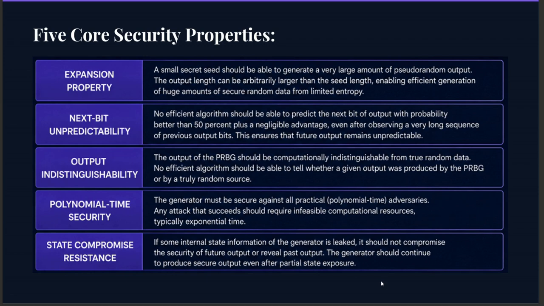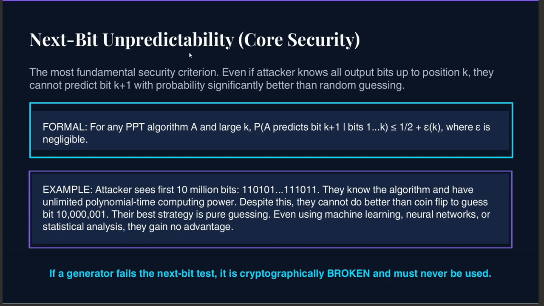Now we study the most fundamental property in depth, that is next bit unpredictability. This property defines whether a generator is truly cryptographically secure. No probabilistic polynomial time algorithm should predict the next bit with probability significantly better than one half plus negligible advantage. Now let us simplify this intuitively. Suppose an attacker observes 10 million output bits. They know the algorithm, source code, hardware architecture, everything except the secret seed.